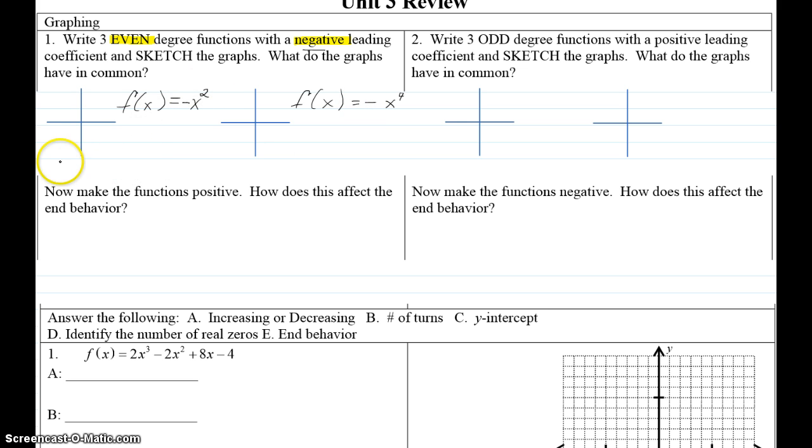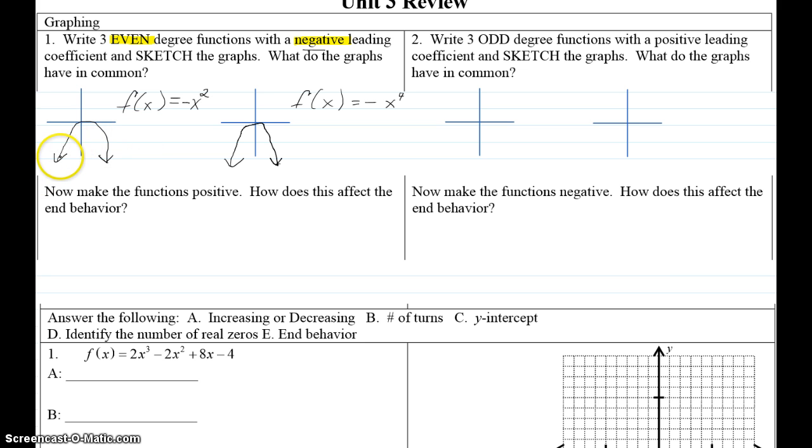So we know an x squared is going to give us a parabola, so it's going to look something like this. And x to the 4th is going to have the same basic shape. It's actually a little flatter here. Not the best graph in the world, but it'll do. So what do the graphs have in common?